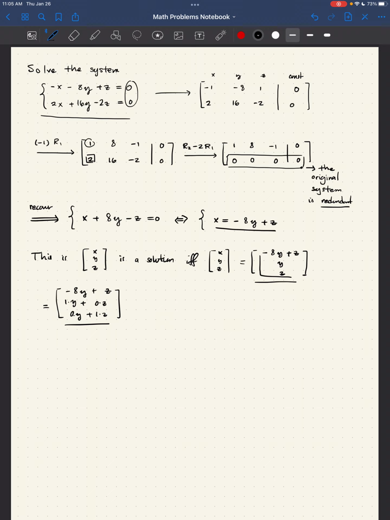Okay, next, I'm going to make a decomposition. So I'm going to break this into two pieces. One containing only the y's. So that would be negative 8y, 1 times y, 0 times y, plus z, 0 times z, 1 times z. Then this one will be decomposed as y times (-8, 1, 0), plus (1, 0, 1), because as you may say, you have a 1 here hidden, times z.